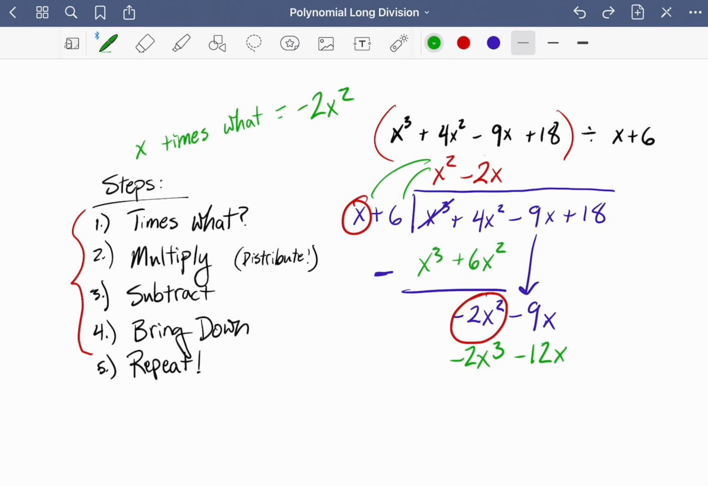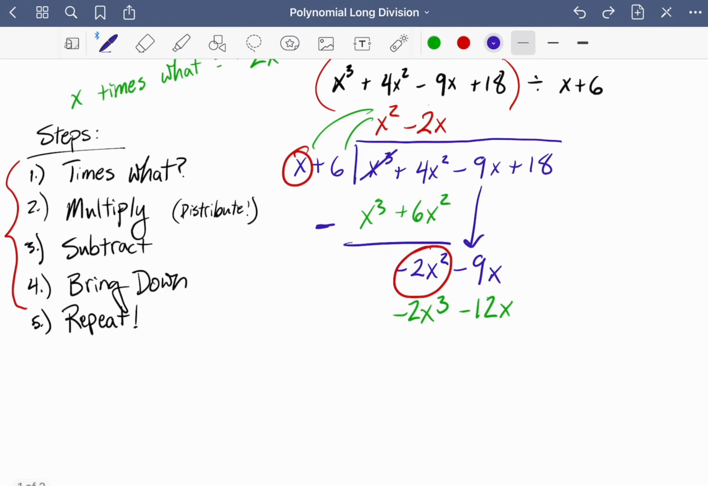Okay, so next up is our subtracting step. I'm going to draw the little bar and write my subtraction sign. I know these guys, when they subtract, they cancel out. And here, again, if you are getting negative 21x, you're doing it wrong. Here, we want to read this as negative 9x minus negative 12x. I'm going to write that out. Negative 9x minus negative 12x. What happens when we have a minus negative? It changes to a plus. So this actually comes out to 3x.